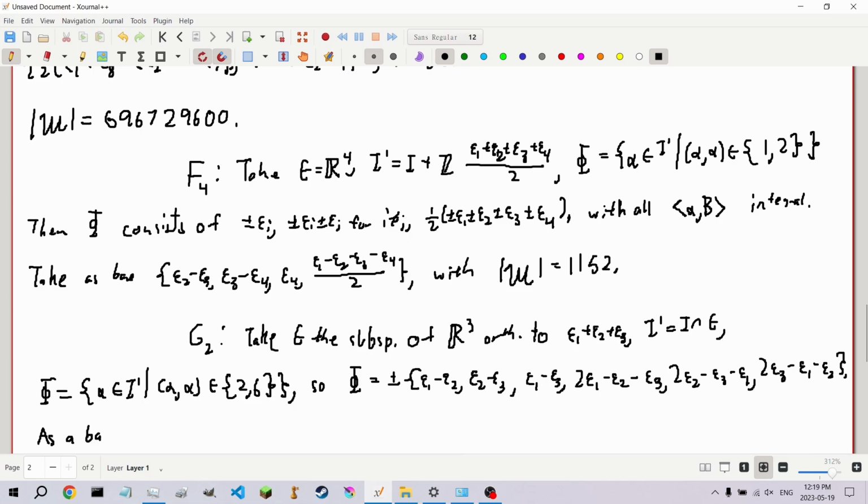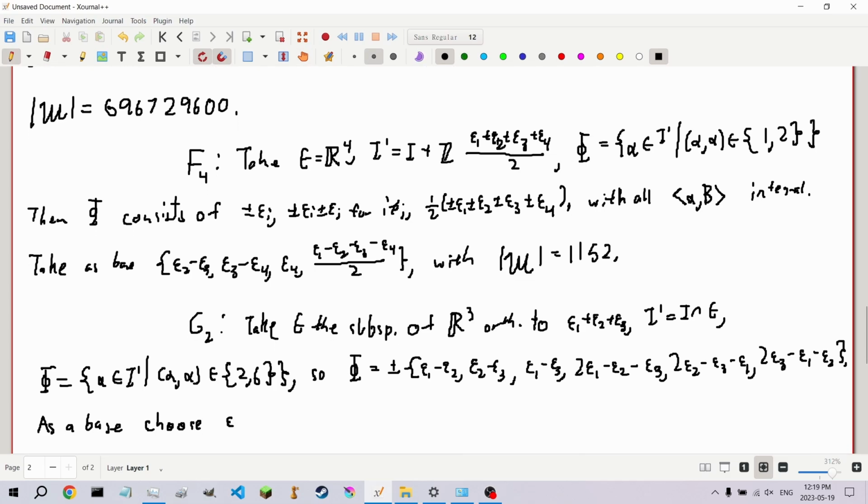As a base, I'm going to choose epsilon 1 minus epsilon 2, and minus 2 epsilon 1 plus epsilon 2 plus epsilon 3. And that will give us our G2, so now we know that all of these are actually Lie algebras. Which means we can kind of close this chapter on the theorem.